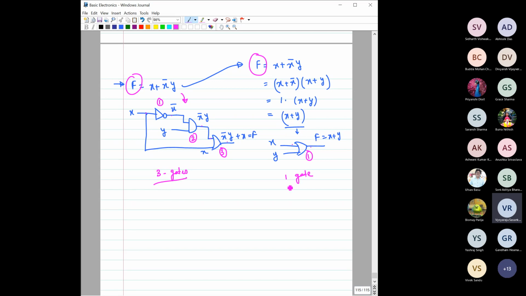So fewer gates means less power dissipation, right? Less delay, right? All these are important for circuit design. So I think you have understood the importance of minimizing the Boolean expression that has been given, right?